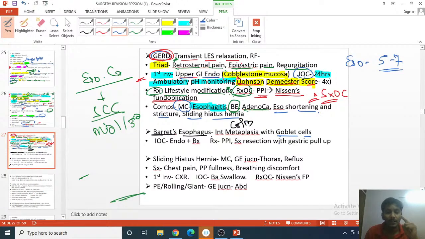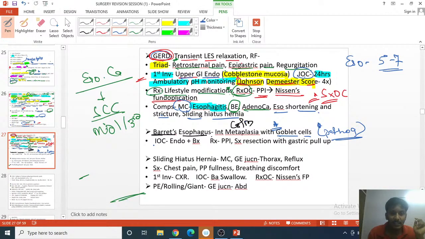So remember, the better option is always not only columnar or intestinal metaplasia, it is intestinal metaplasia with goblet cells. Please remember, it is the pathognomonic feature. So if the pathognomonic feature of Barrett's is asked, it is the presence of goblet cells.